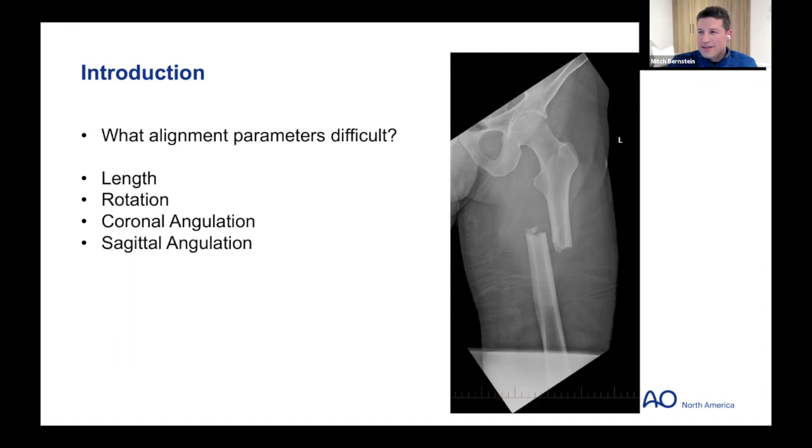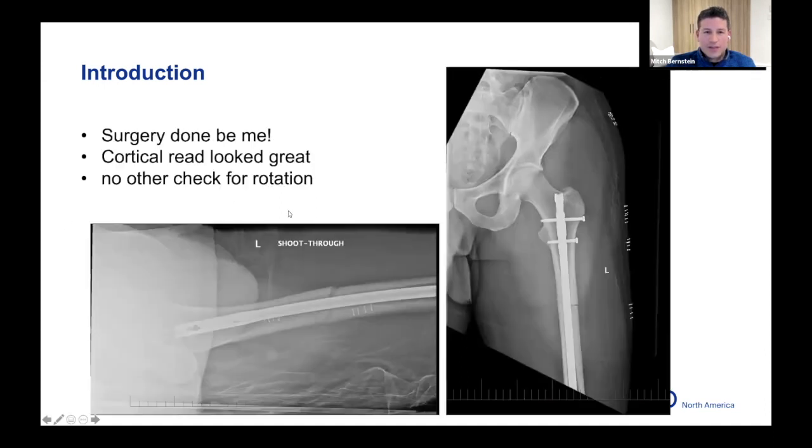Okay, so what alignment parameters are difficult for you in this case, Matt? I would say none for you. So I thought length would be easy, right? It's a length stable fracture. Rotation, there's some geometric shapes there. I thought it was going to be quite easy. I know they talked about transverse being difficult, but I'm a good surgeon, so I thought that would key in nicely. It's isthmic, so coronal angulation, sagittal angulation, those are going to be dealt with by just the IM nail.